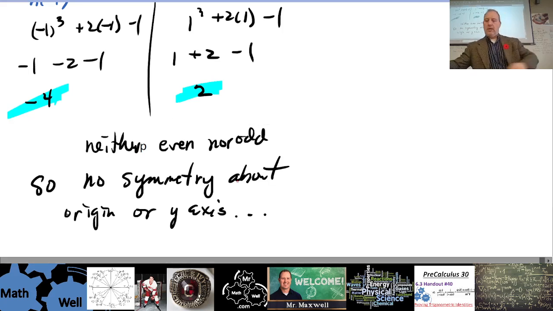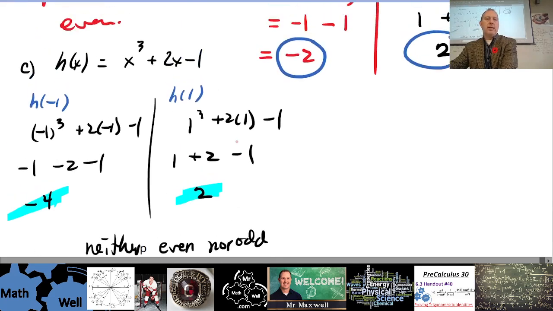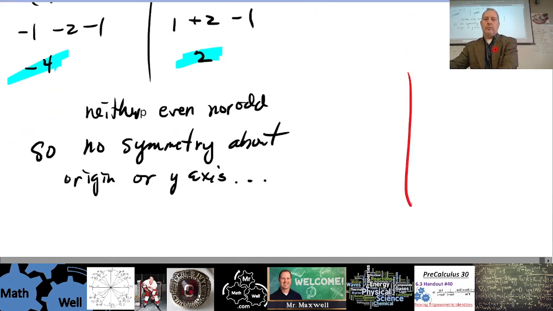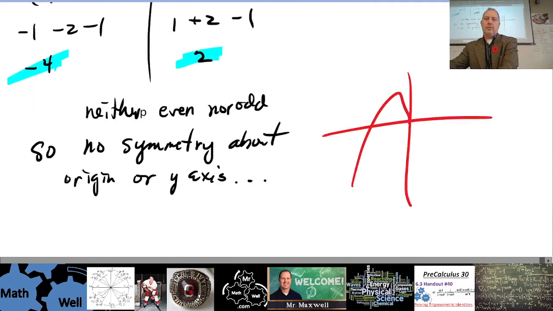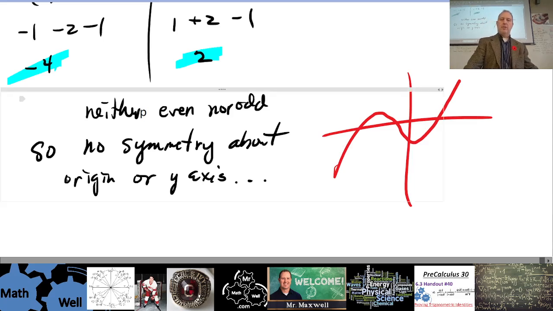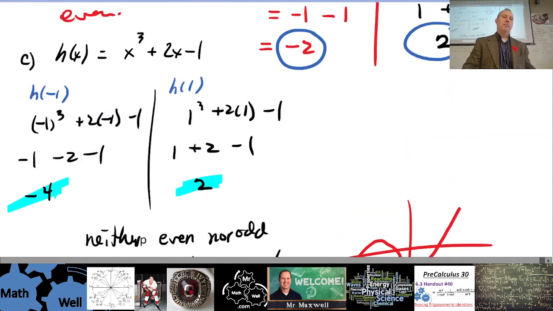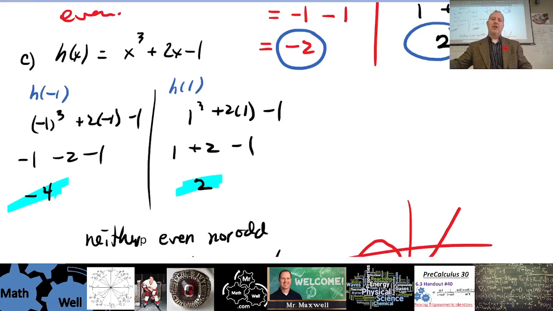So it's just some random function that's been moved around. Maybe something like this. It doesn't map onto itself if you spin it around within 1 full turn. That could be something like that, which is neither, and most functions are. But in the case where you do have an even or an odd function, it makes curve sketching, which is what Chapter 5 is all about, a bit easier.